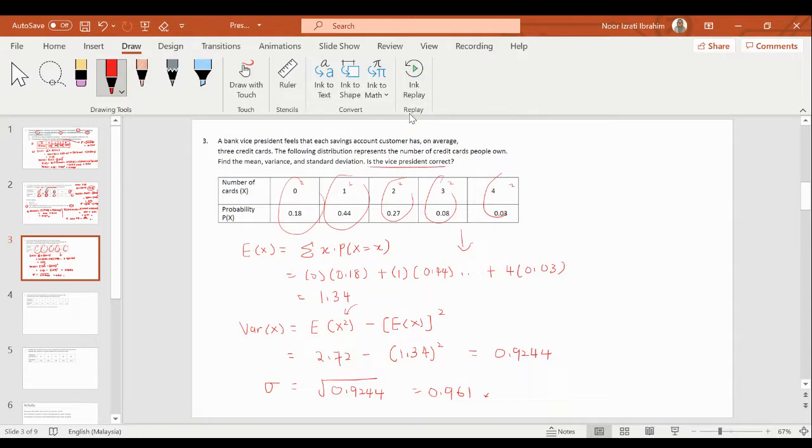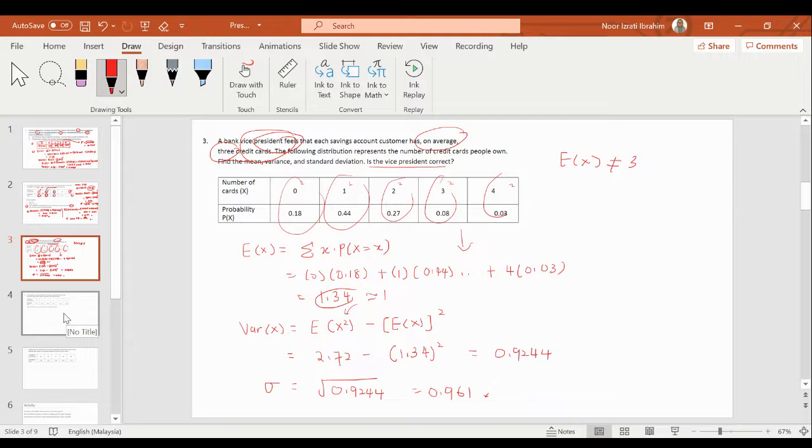Is the vice president correct? How can we answer this? Let us read the first sentence here. A bank vice president feels that each saving account customer has on average 3 credit cards. So here the average we get is 1.34, which is approximately equal to 1. That means this vice president is wrong to think that the average is equal to 3. E of x is not equal to 3. So the vice president is wrong.